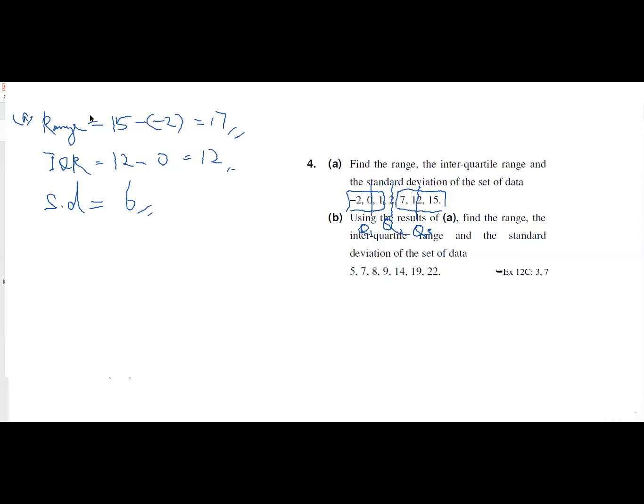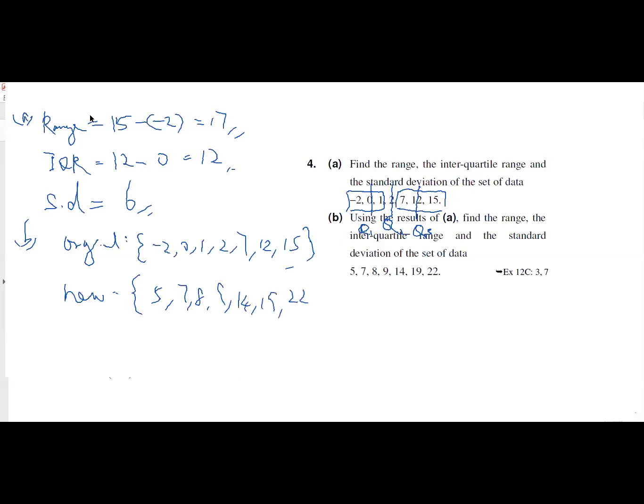Okay. Finally, part B. Using the results of A, find the range, the interquartile range and standard deviation of the set of data. So the original is -2, 0, 1, 2, 7, 12, 15. And then the new set of data is 5, 7, 8, 9, 14, 19, 22. What is the change? Add 7. Yes, very good. We add 7 to each of the datum, right?